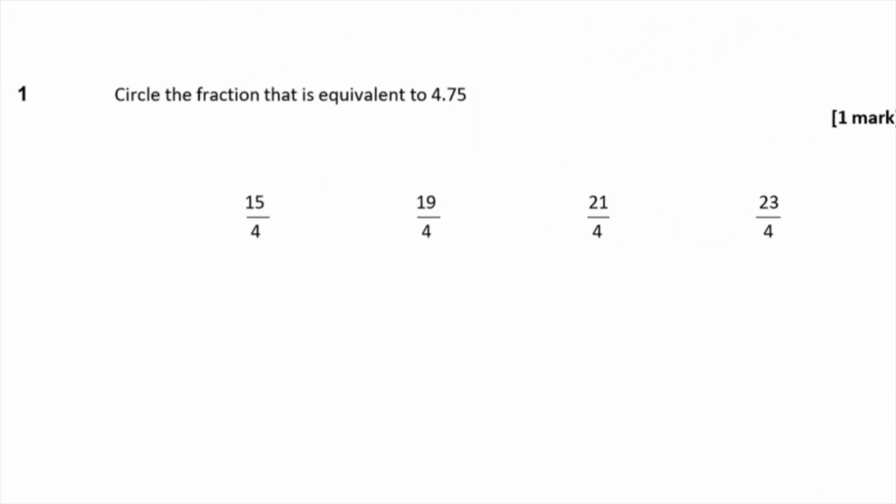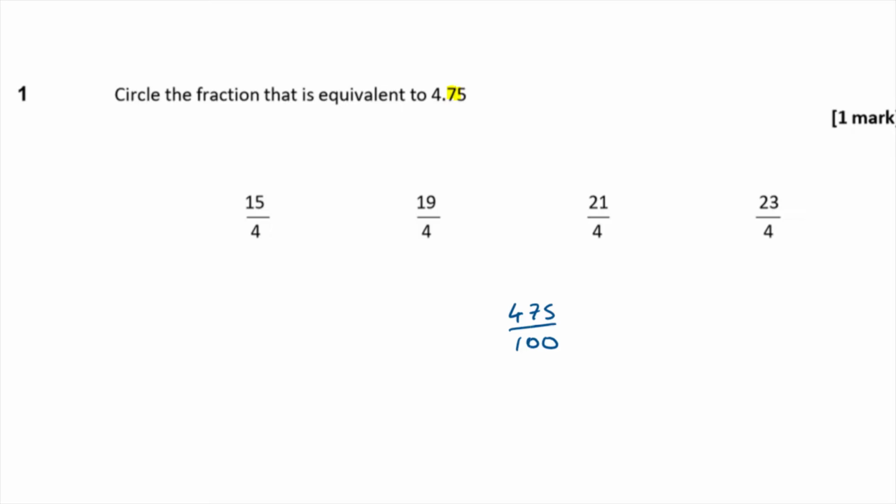Circle the fraction that is equivalent to 4.75. Okay, well, 4.75, I've got two digits after the decimal point here, tenths and hundredths. So I can rewrite this as 475 over 100 as a fraction, and then look to cancel down.